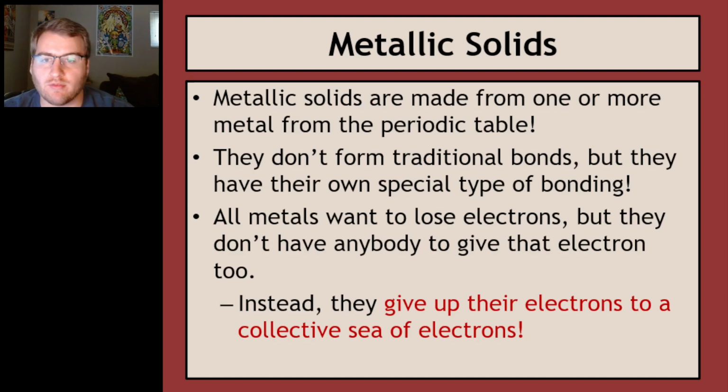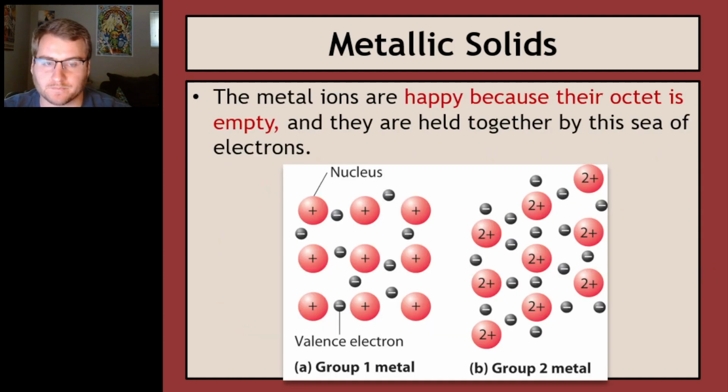Now, all metals want to lose electrons, but they don't have any other metals to give those to, right? Non-metals are things that gain electrons, and metallic bonds is only metals. So instead of giving their electrons away to something, they do something interesting with them. All the different metal atoms that are bonding together give up their valence electrons to get down to zero, and then those electrons just kind of float freely between them into a collective sea of electrons.